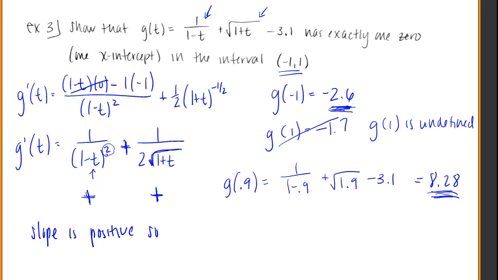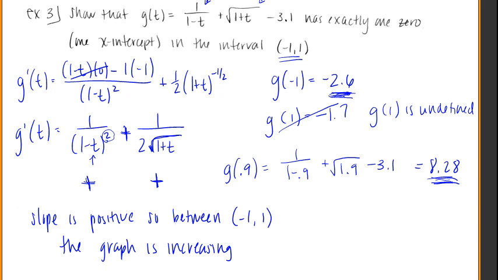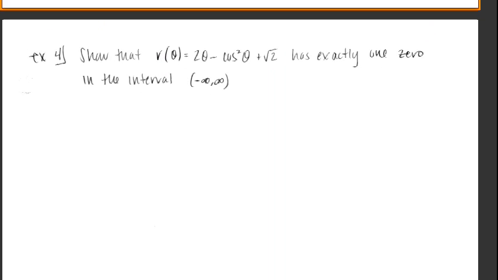So between -1 and 1, the graph is increasing. And since at -1 it starts below at -2.6, and at 1, or close to 1, we get an 8.28, therefore it has to cross only once. Alright, now that we've beaten that to death, let's go on to the next example.